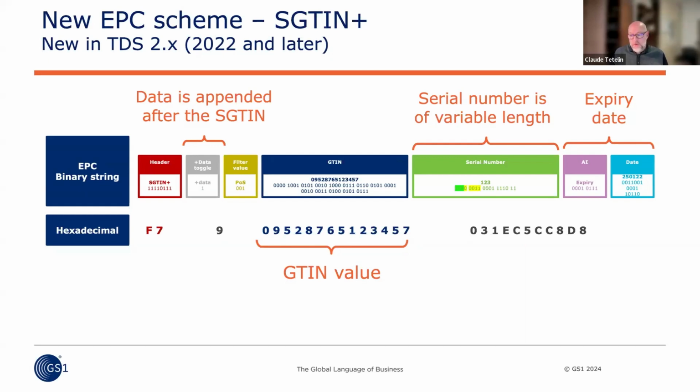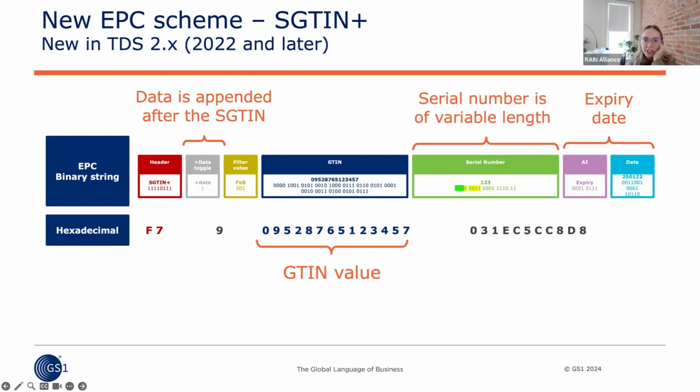So you need to make sure that at the end, you will have enough memory capacity to support the longer SGTIN Plus encodings. And as I said, if you append additional information to the SGTIN, of course, this will make the binary string a little bit longer. But currently with the existing readers and tags that are on the market, you can already leverage all the new EPC schemes.